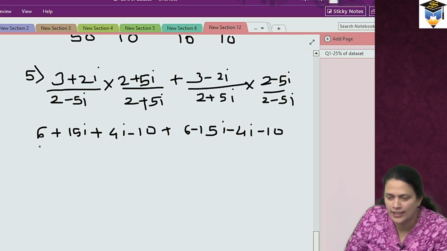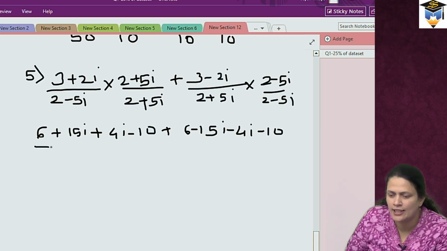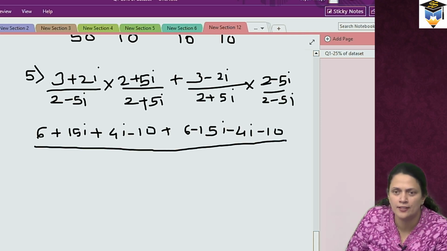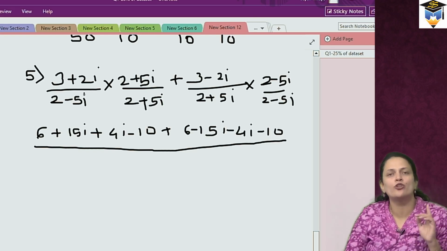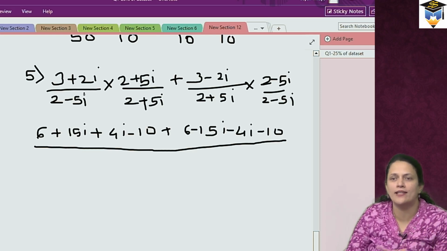And in the denominator part, as you can see, is the denominator one and the same? Abhinandan, is it one and the same? Yes. So now 2 plus 5i into 2 minus 5i, solve it as a square minus b square.